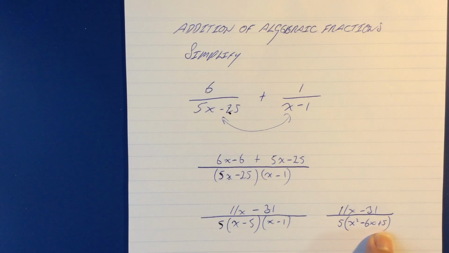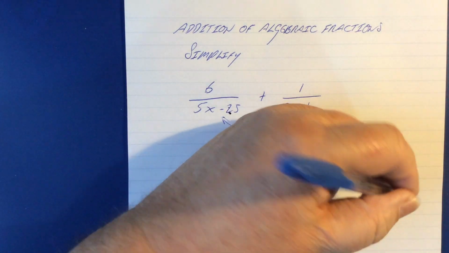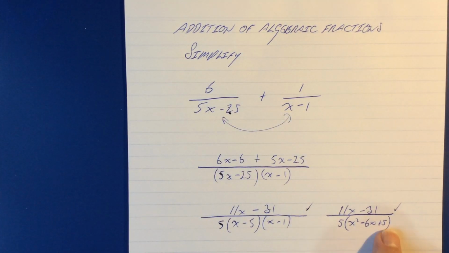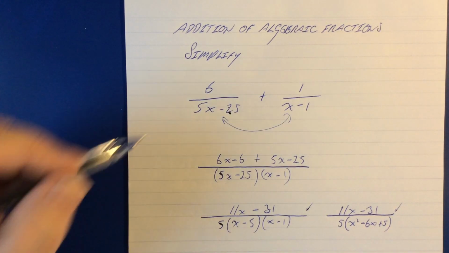If you wanted to, you could go through and multiply the whole thing through by 5. I'd give a tick to either of those, and indeed one where you multiplied this through by 5. But that's the basic process.